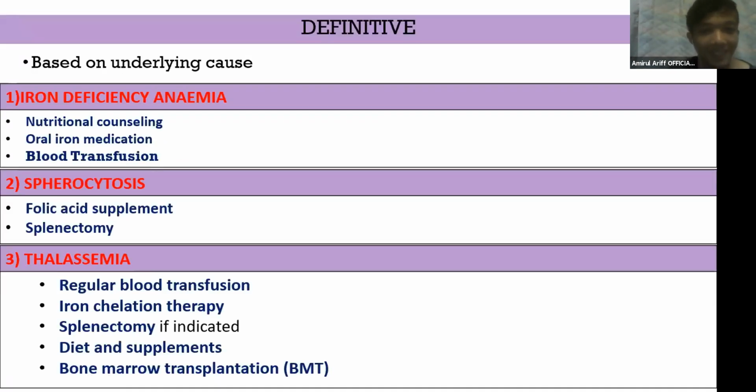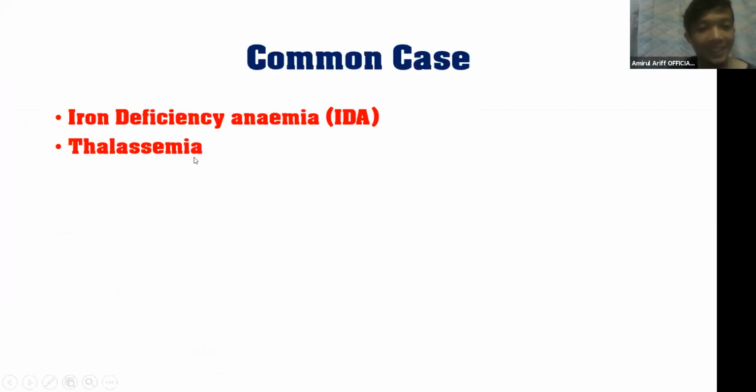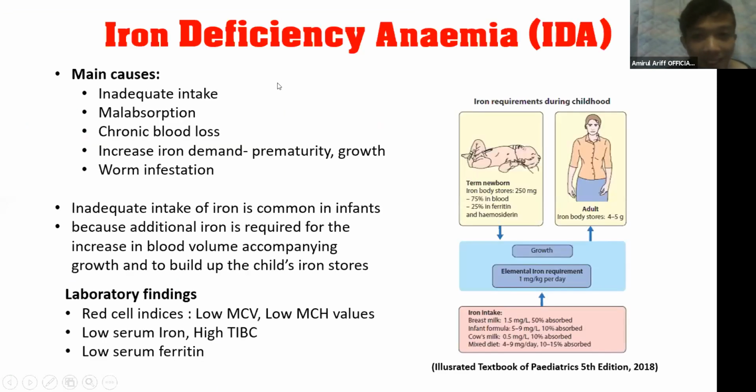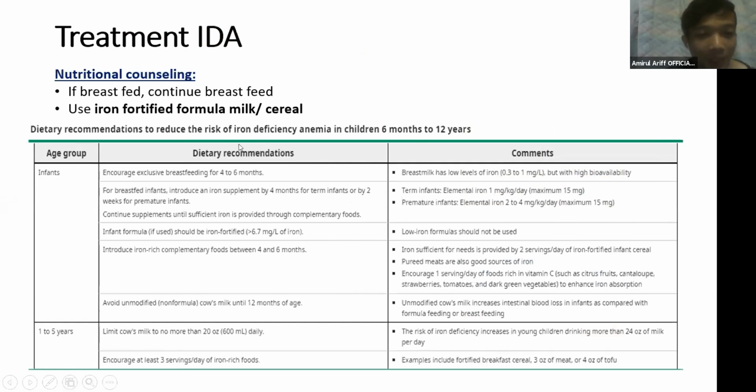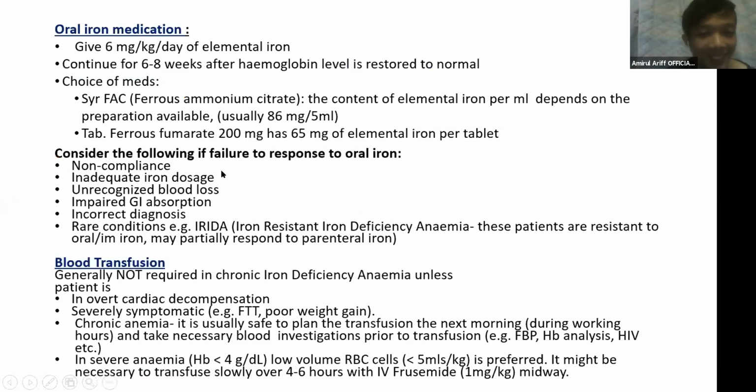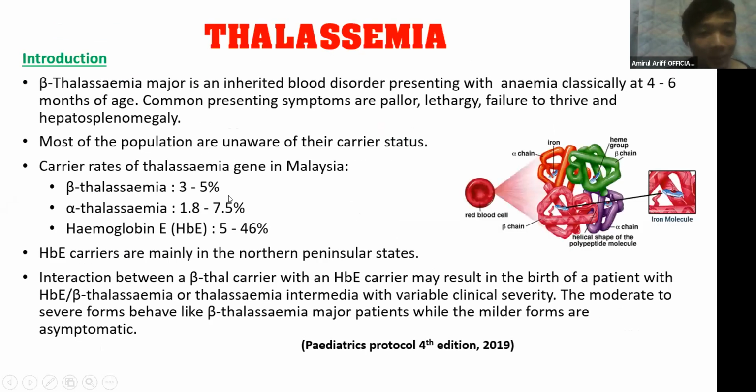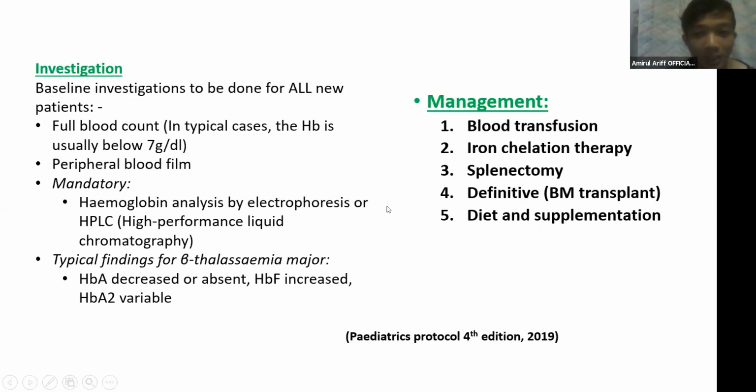So the common cases, I think, are IDA and thalassemia, but I will not explain more about that because you guys are already familiar. But I provide here an overview regarding that, which I summarized from Nelson, UpToDate and the protocol. You can look at this, because if I explain it, it will be long. And thalassemia, you guys are already familiar. This is from the protocol: investigations to be done, and details of the management.